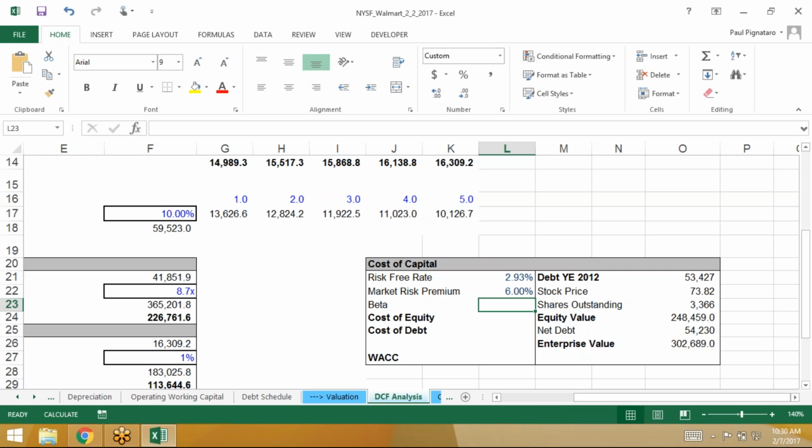Okay, beta. Beta, as we mentioned, is the covariance of the asset that we're valuing, so Walmart versus the market, divided by the variance of the market.